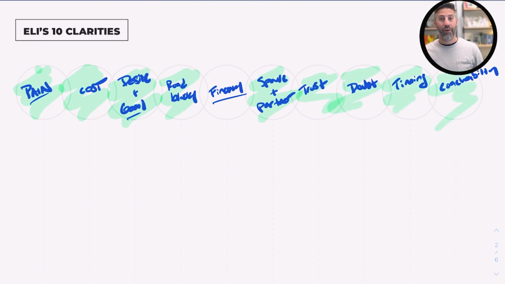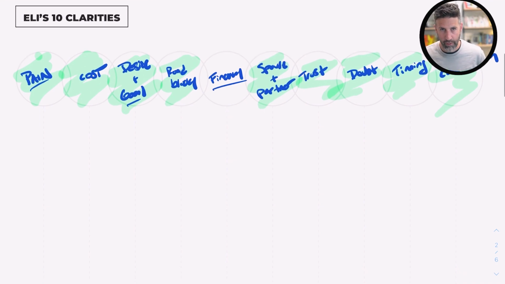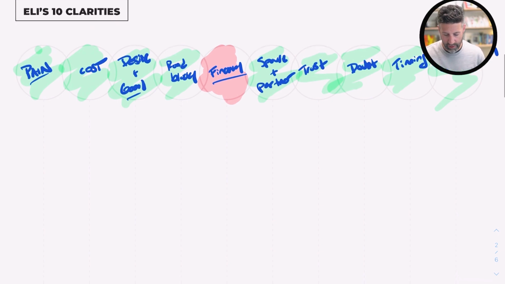And then you go to make your pitch and they're like, I don't have that amount of money right now. You missed one of them. You missed finances. And so you're going to get the finance objection. And that will come down and that will become the roadblock to you enrolling that person.